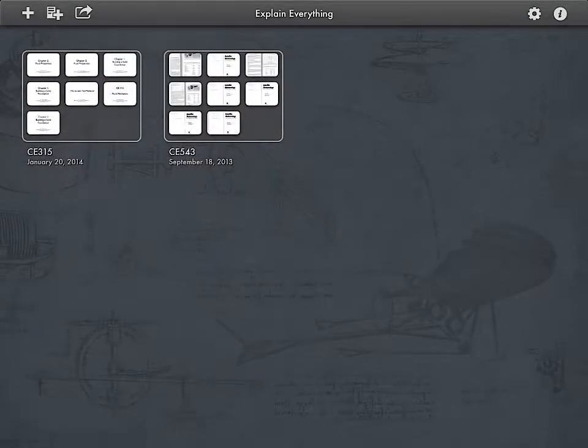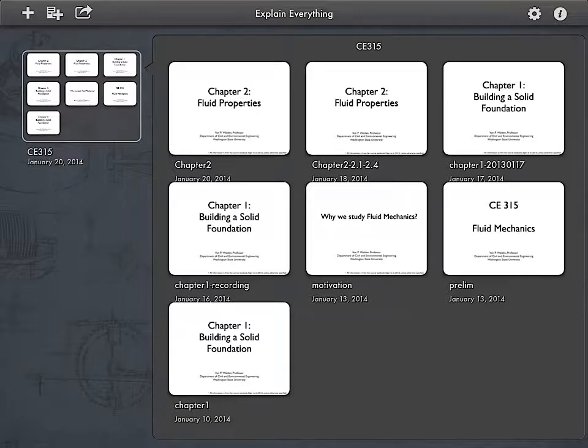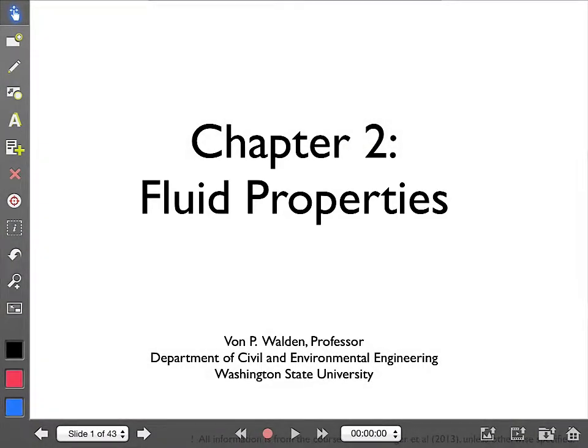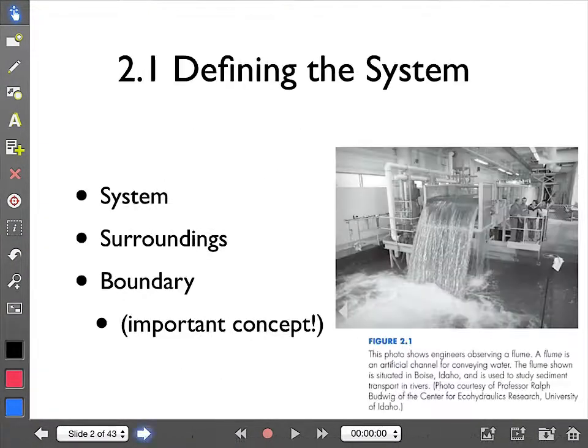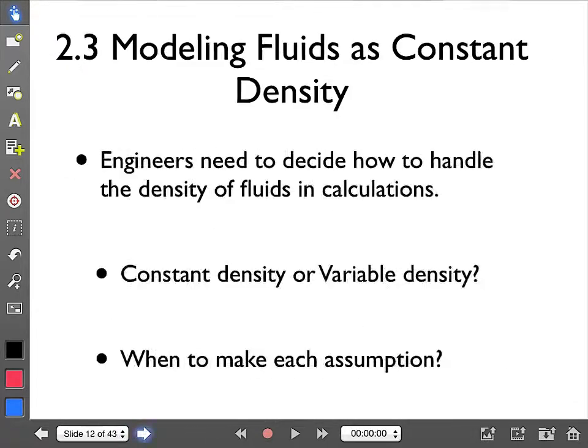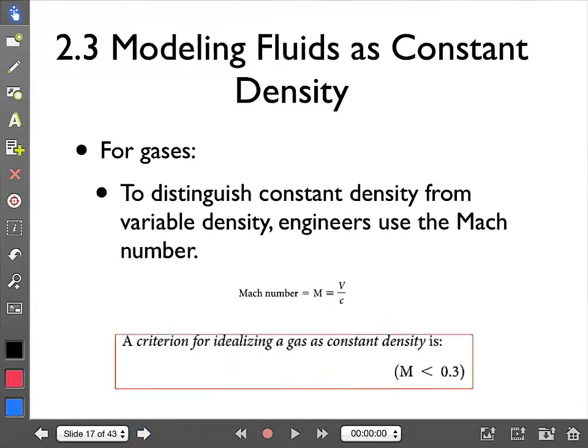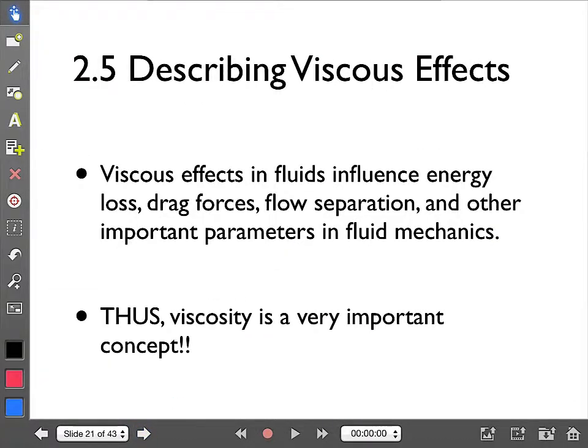Hello everyone. We're going to start with section 2.5 now. Let's go ahead and get the chapter up. Remember, the last set of slides we went through sections 2.1 through 2.4. And so here we are starting now with describing viscous effects.